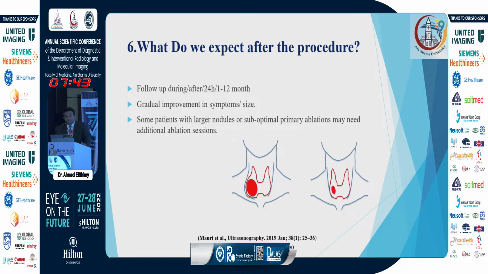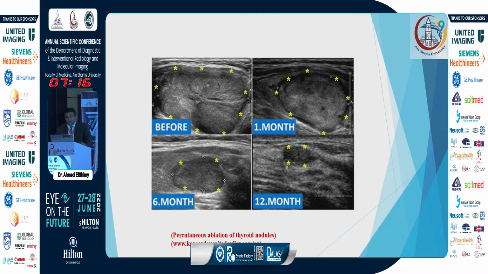After the procedure, a follow-up interval during the first 24 hours and within 1 to 6 months is done in order to assess the size of the nodule and the decrease of patient symptom. Usually there is gradual improvement as regards the patient symptom and as regards the size of the nodule. Some patients with larger nodule or suboptimal primary ablation may need additional ablation sessions. This is the size of the nodule before, then 1 month, and after 6 months, and 12 months after ablation.